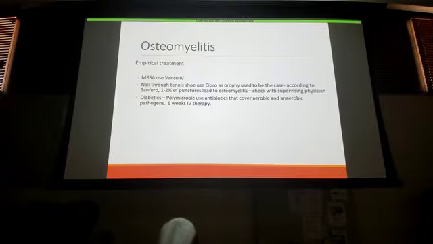This second bullet, a nail through the tennis shoe, which is kind of a classic presentation. If you're worried about it, they used to suggest Cipro for it. However, according to Stanford, there might be a different indication. Ultimately, recommend going with whatever your local antibiogram suggests.